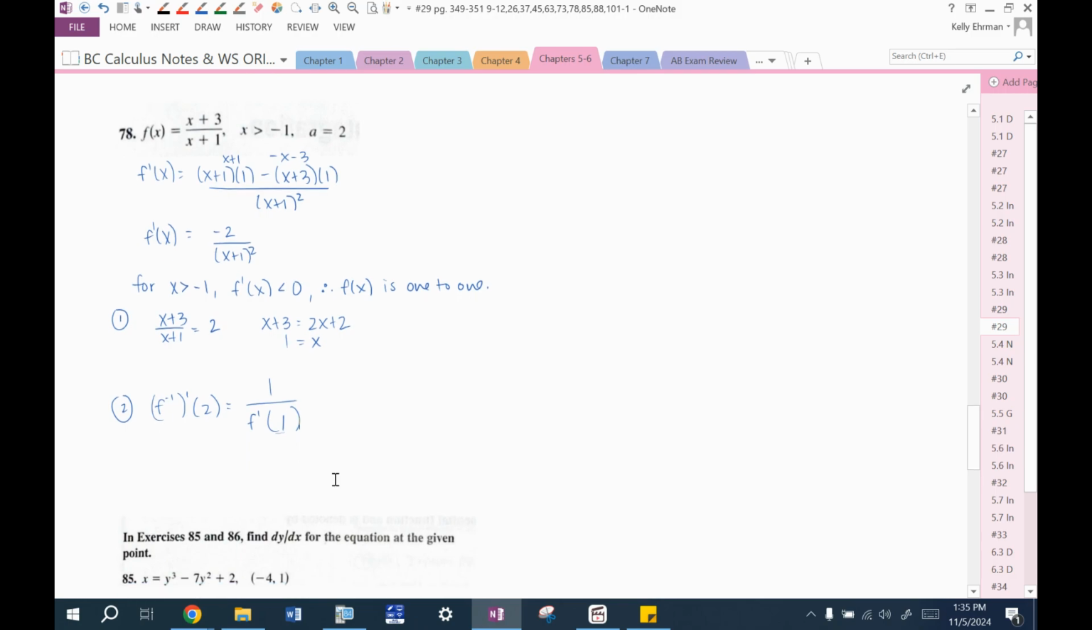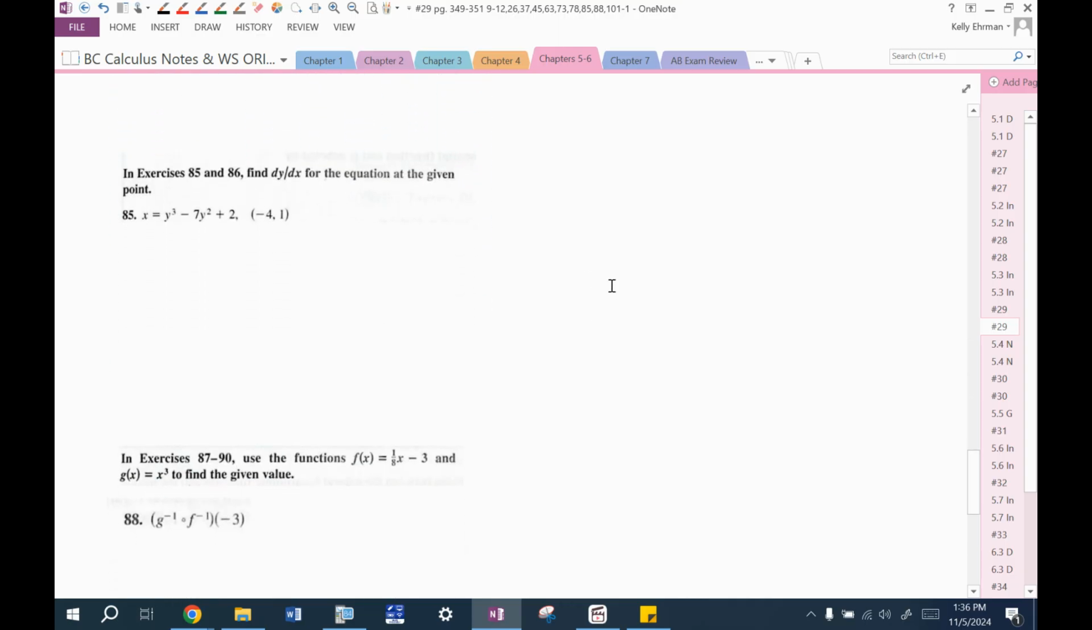All right. And then we already have an f prime equation. F prime was here. So negative 2 over (1 plus 1) squared. Let's just flip this around. So (2 squared) over negative 2. So I got a slope of negative 2.